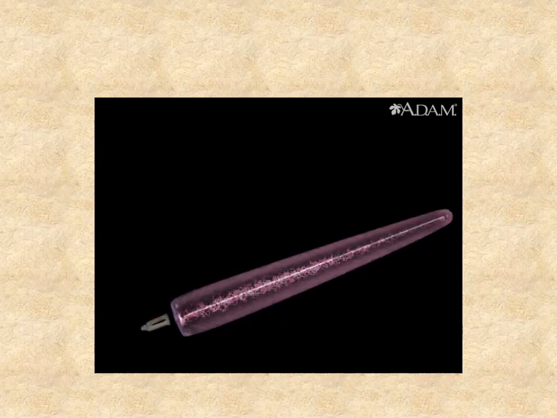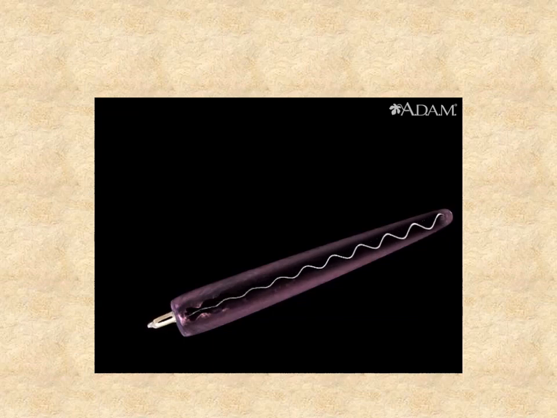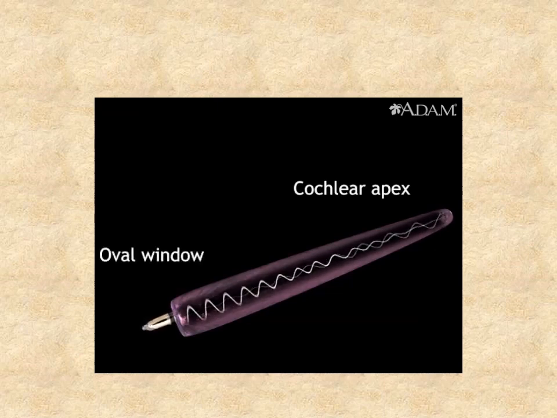Let's watch this process in action. First, the stapes rocks against the oval window. This transmits waves of sound through the cochlear fluid, sending the organ of Corti into motion. Fibers near the upper end of the cochlea resonate to lower frequency sound. Those near the oval window respond to higher frequencies.